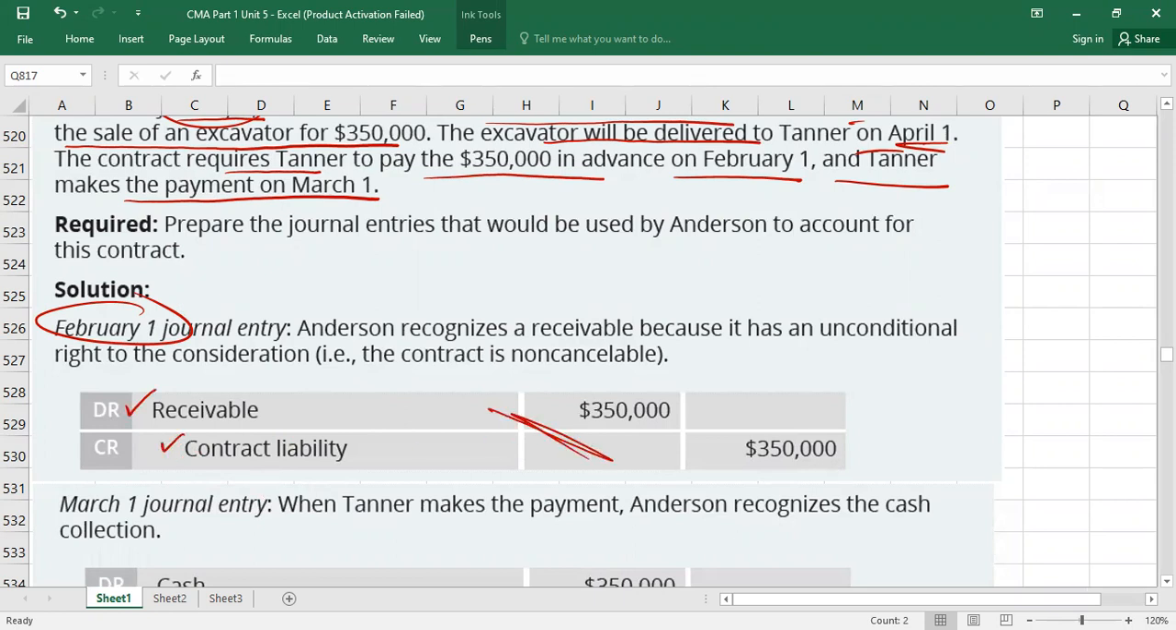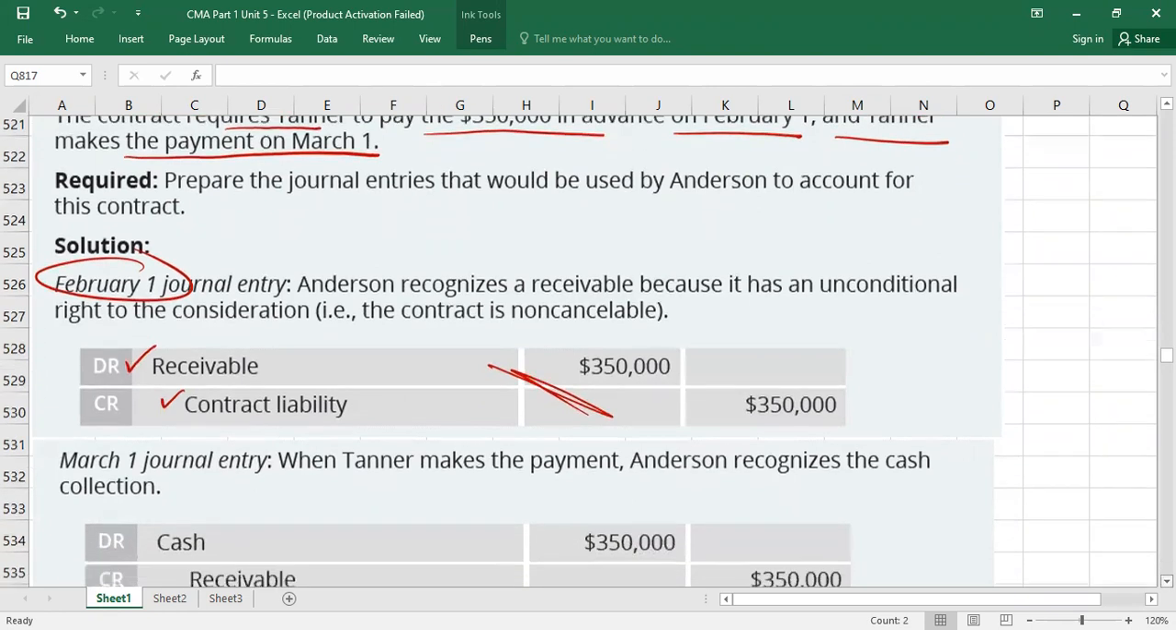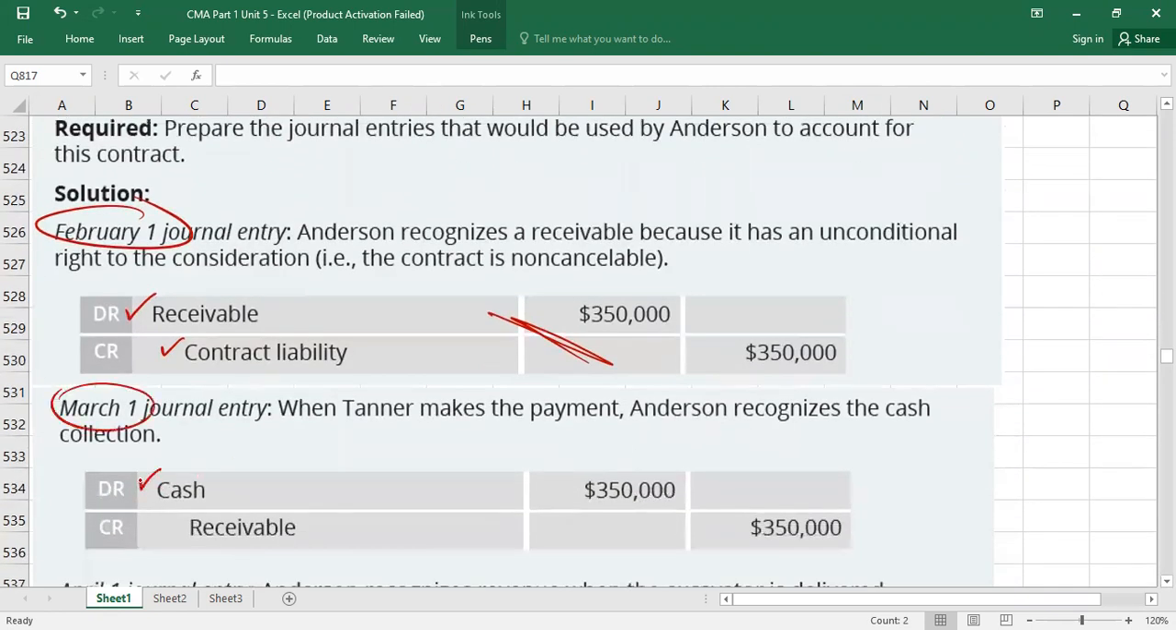Right? But he made the payment on which date? On March 1. On March 1, I will debit cash because I'm receiving cash, and credit will go to receivable. This receivable which was standing here will be eliminated now. Now what is remaining? Receivable is gone. Cash is recorded. Only contract liability is pending.